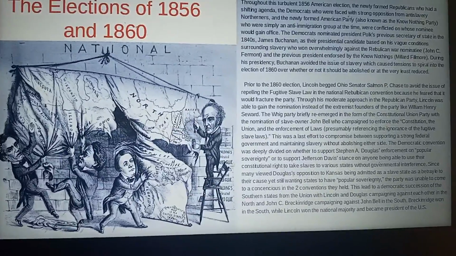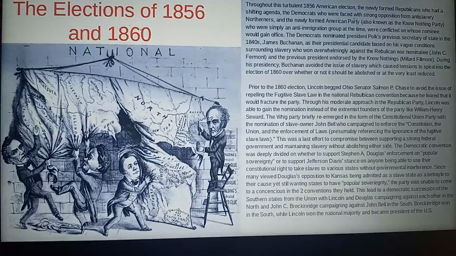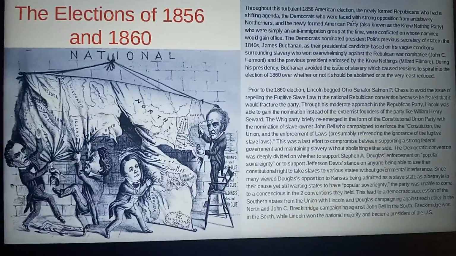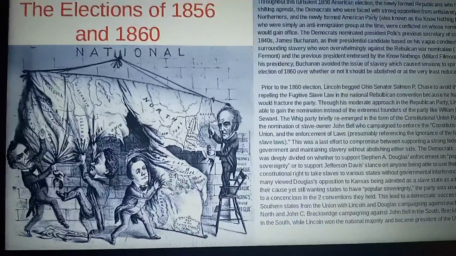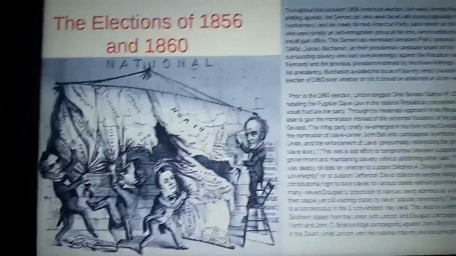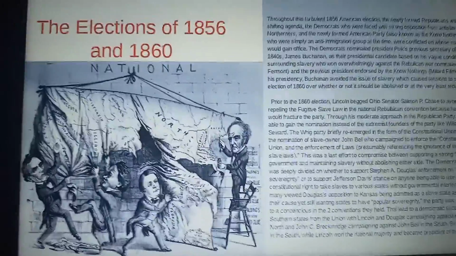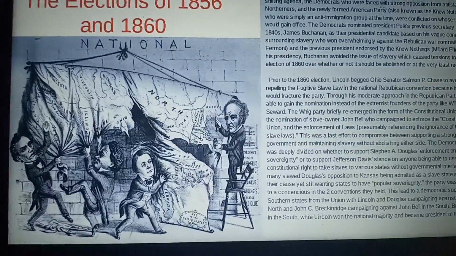Prior to the 1860 election, little people know that Lincoln was a moderate towards slavery, and he actually begged Ohio Senator Salmon P. Chase to avoid the issue of repealing the Fugitive Slave Law in the National Republican Convention because he feared that it would fracture the party. Through his moderate approach in the Republican Party, Lincoln was able to gain the nomination instead of the extremist founder of the party like William Henry Seward.